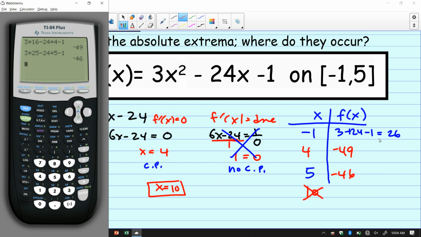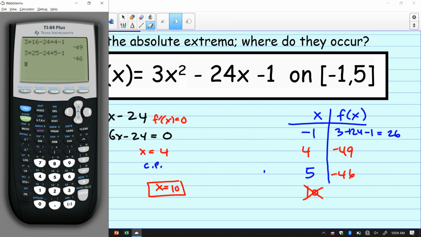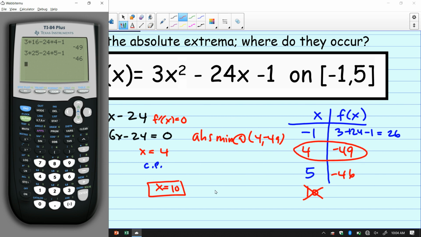And then you just choose the highest and lowest numbers. Does that make sense? That's going to be your absolute max or absolute min. Where is the lowest number here? Negative 49. So what you'll tell me is the absolute min is at 4 comma negative 49. Okay, where is the absolute max?